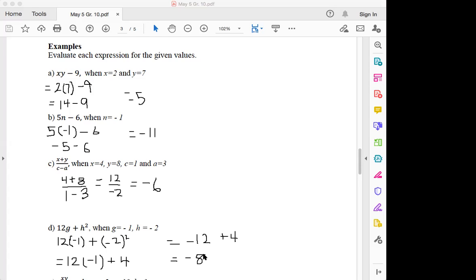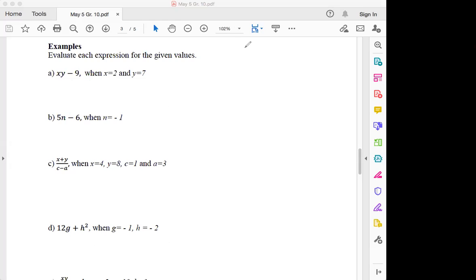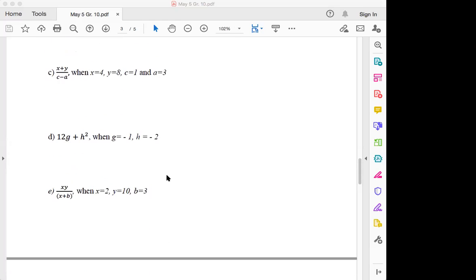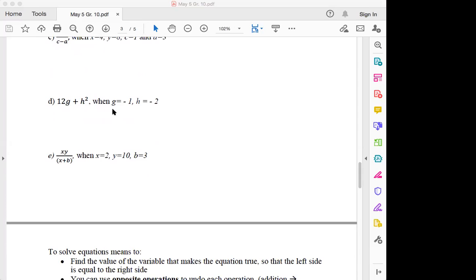Okay, so I'm going to erase this. We're going to do one more example and then we'll move on. Okay, so here we've got x times y over x plus b when x is equal to 2, y is equal to 10, b is equal to 3. So here we have x, which is 2.